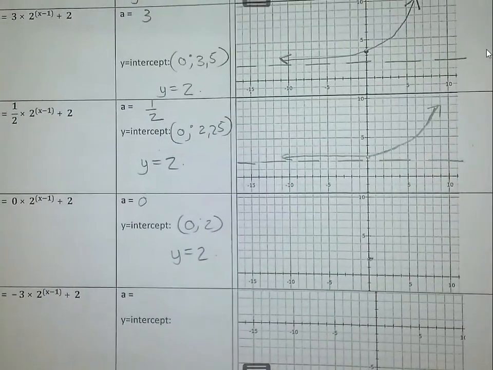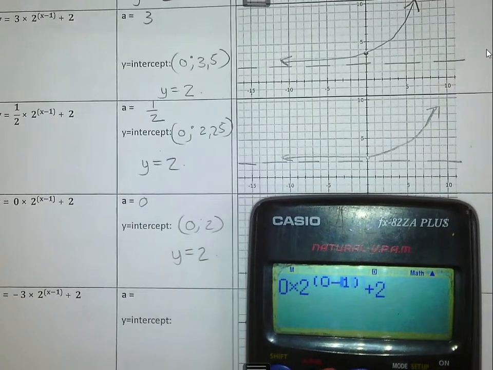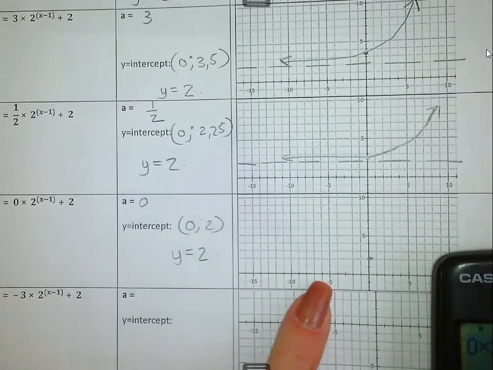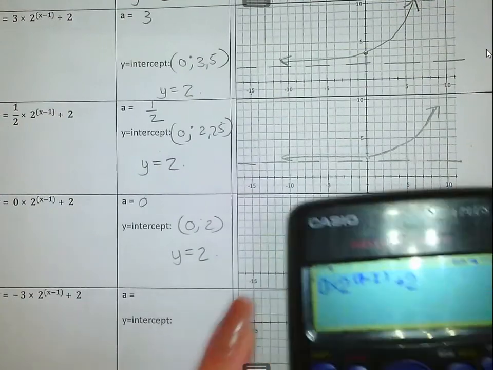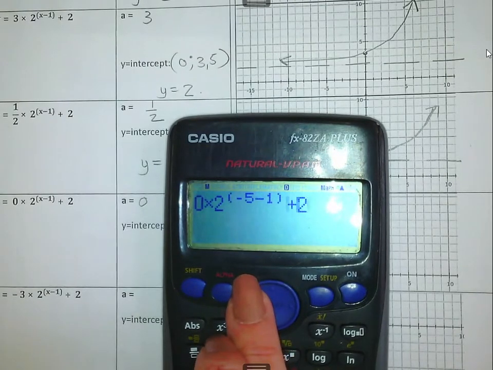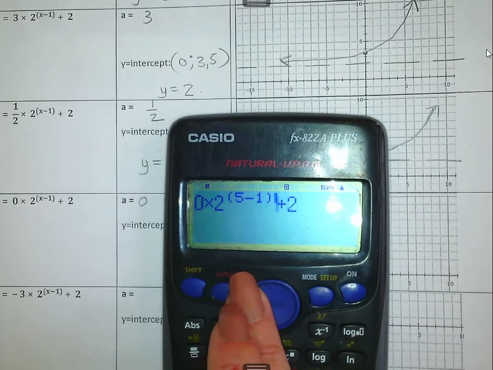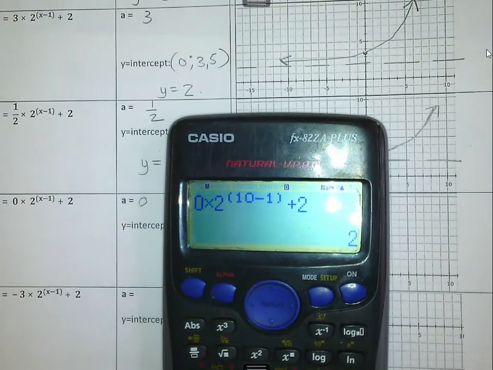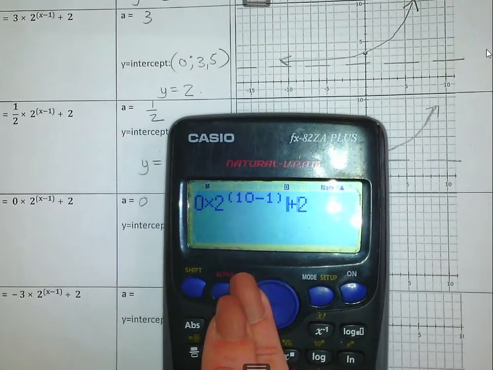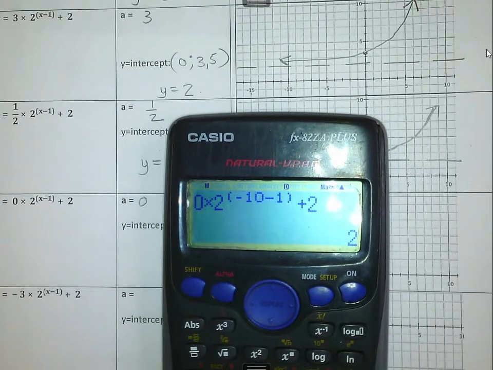Now, just for safety, I'm going to choose a value to substitute in, okay? In the place of x, I'm going to put in -5. I just want to see what the value is going to be at -5. So I put in -5, and my answer is 2. And then I put in +5, and my answer is 2 as well. If I put in 10, the answer is 2 as well. If I put in -10, the answer is 2 as well.